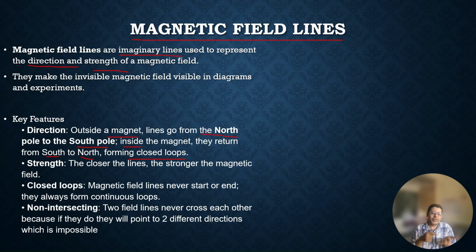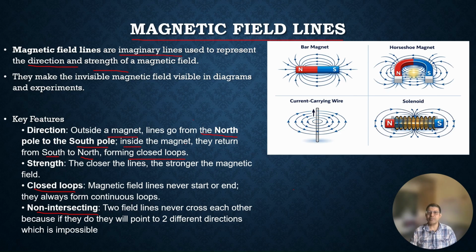They're not open anywhere. They are continuously going in a circle. Okay, and they are non-intersecting as well. They are closed and they are non-intersecting. But if we had two magnetic fields intersecting, it actually means that they're showing you two different directions. The traveler will get confused.